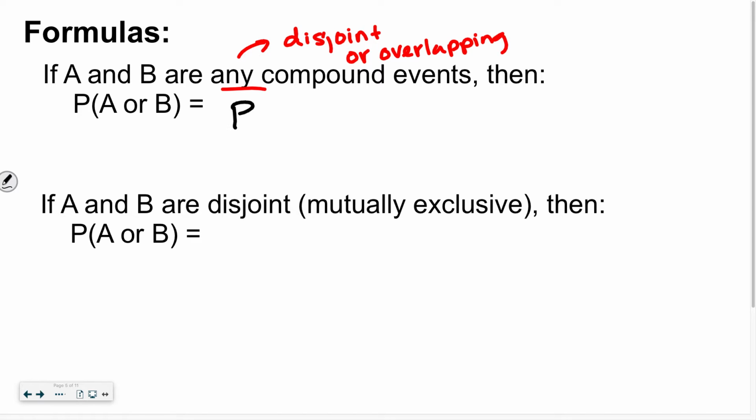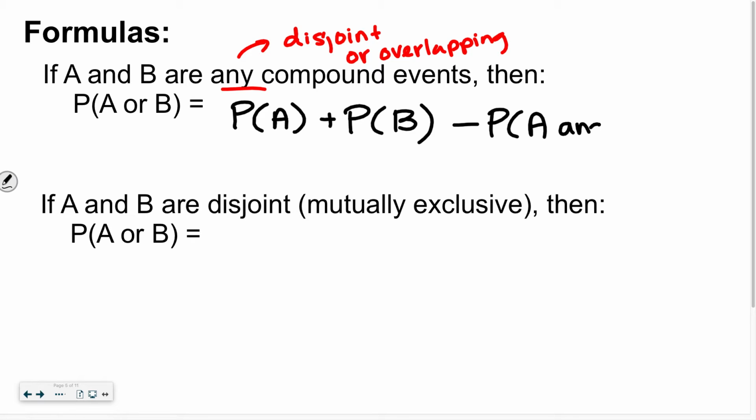The probability of A or B is equal to the probability of A plus the probability of B. Remember, or means add. But one tiny issue there, if there is overlap, you'll have counted something more than once. So you have to subtract overlap. Okay, so I'm going to say add and subtract overlap.